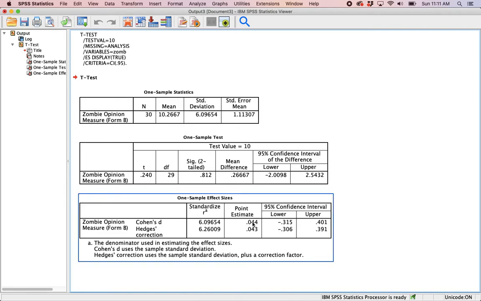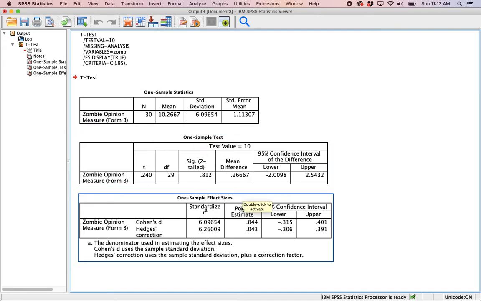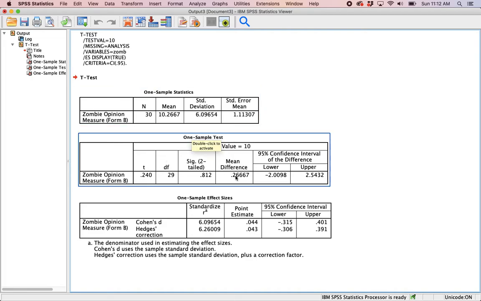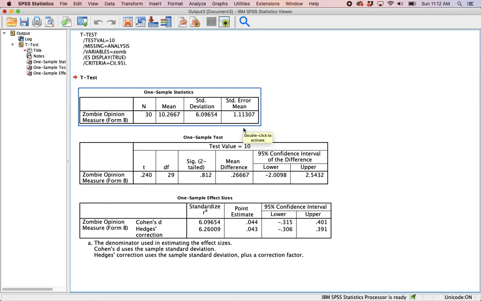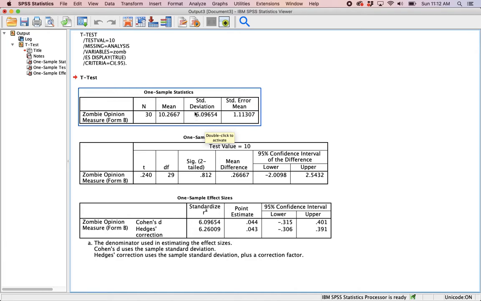But Cohen's d is a statistic that many of you, if you're not familiar with it now, you will be soon enough. Cohen's d is simply the difference between your sample mean and population mean divided by the standard deviation. Okay, so slightly different interpretation than the t statistic, which is your mean difference divided by standard error. Here, Cohen's d is your mean difference divided by standard deviation.